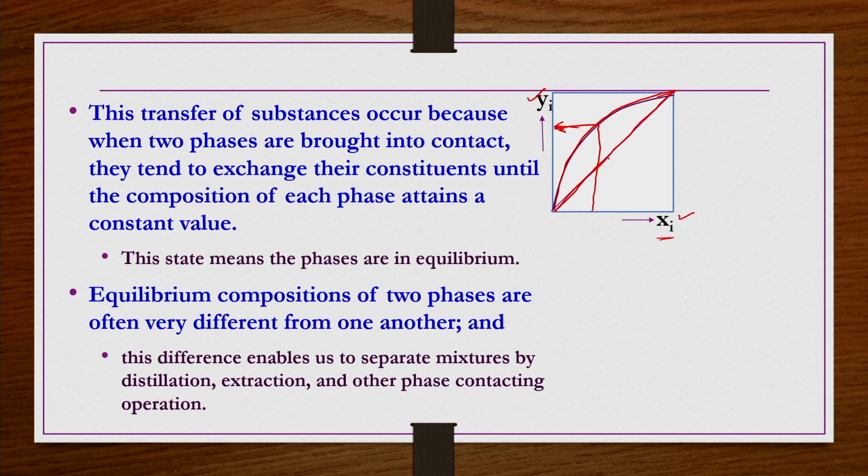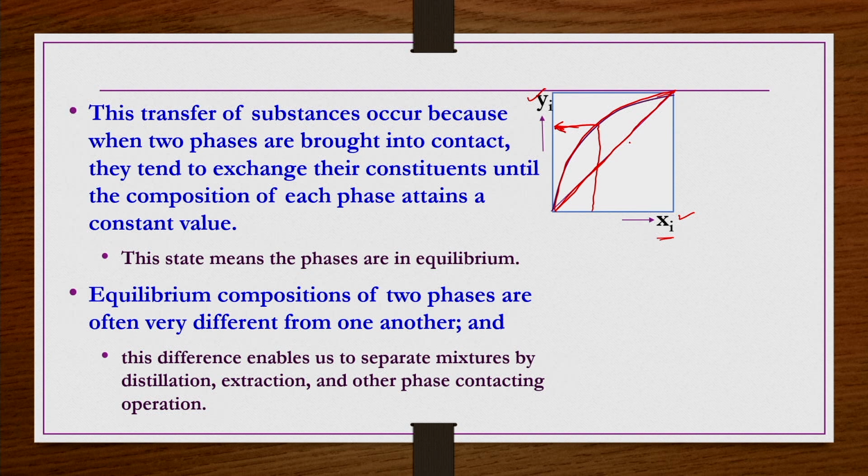So, how much difference there is between the diagonal line and the equilibrium curve defines how easy or difficult the given separation process is going to be, right. If the equilibrium curve is close to the diagonal line, that means the separation is going to be very difficult. It is going to occur, but it is going to be very difficult, or severe conditions may be required to get such separations.